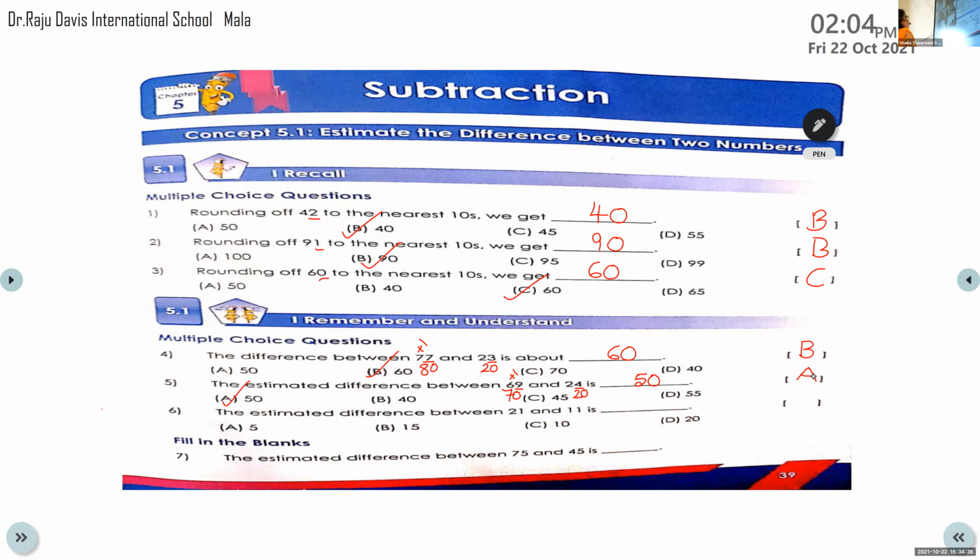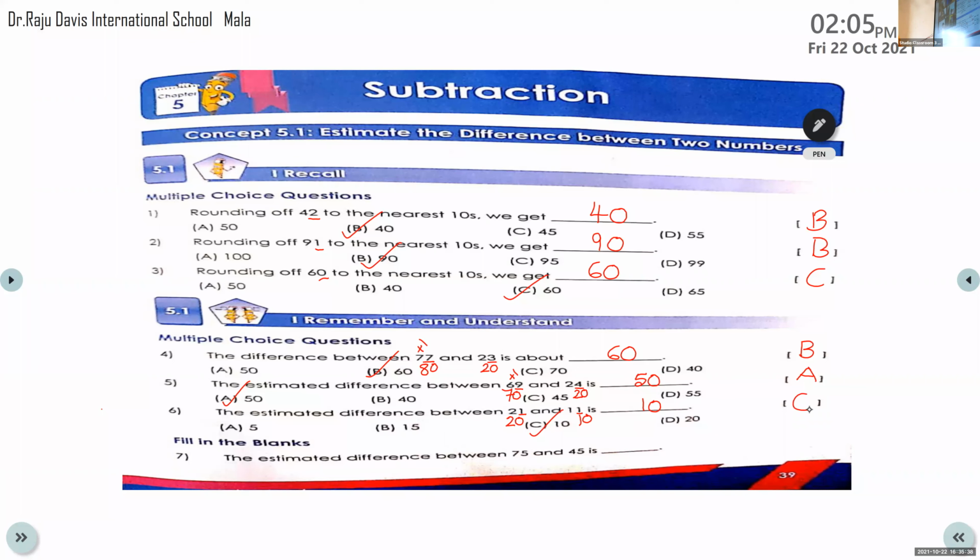Next one, Joan. Yes, ma'am. First, we have to estimate the numbers. Underline the 1. It comes under the first rule, so there will be no changes. The 1 has to be made 0 and the 2 will be itself, so it will be 20. Underline the 1, and it comes under the first rule. The 1 has to be made 0 and it will be 10. 20 minus 10. 0 minus 0 is 0. 2 minus 1 is 1. So it will be 10. So C.